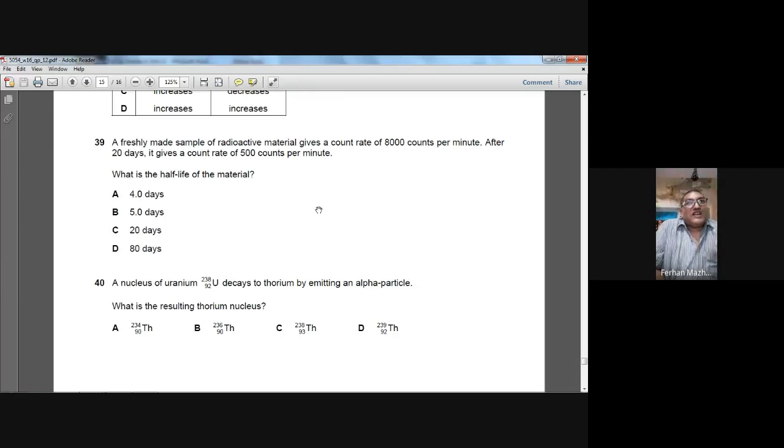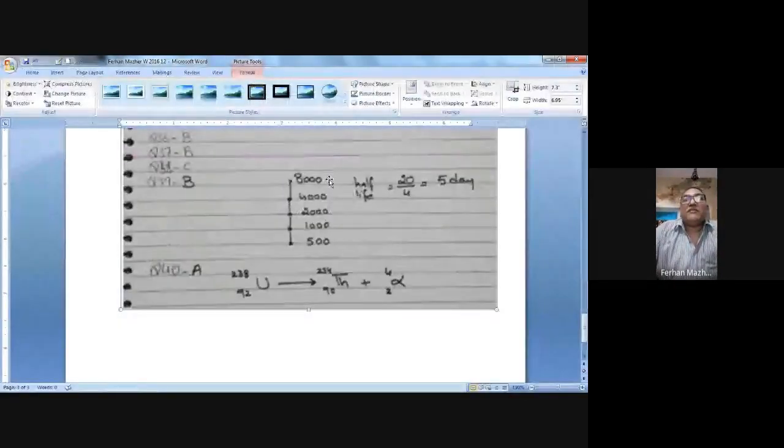So you have to check how many half-lives have passed. He says a total of 20 days have passed. Let me show you; I have done this on paper. You started with 8,000. After one half-life, it would have become 4,000. Another half-life, 2,000. Another, 1,000. Another, 500. So count how many half-lives have passed: 1, 2, 3, 4. So 4 half-lives have gone by.